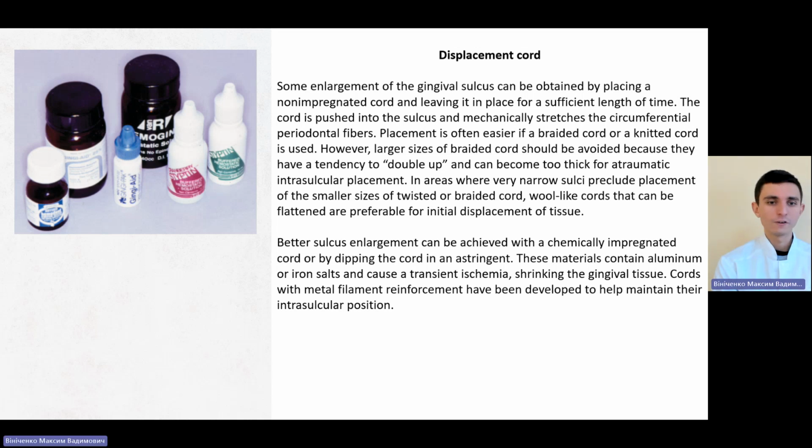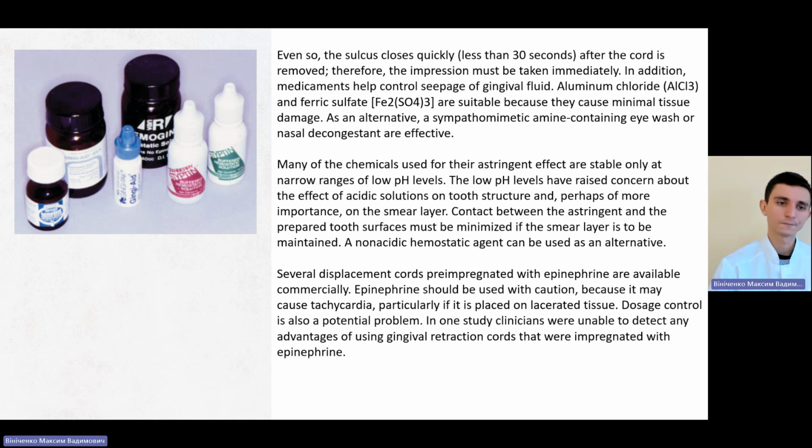In areas where very narrow sulci preclude placement of the smaller sizes of twisted or braided cord, wool-like cords that can be flattened are preferable for initial displacement of tissue. Better sulcus enlargement can be achieved with a chemically impregnated cord or by dipping the cord in an astringent. These materials contain aluminium or iron salts and cause a transient ischemia, shrinking the gingival tissue. Cords with metal filament reinforcement have been developed to help maintain their intrasulcular position.